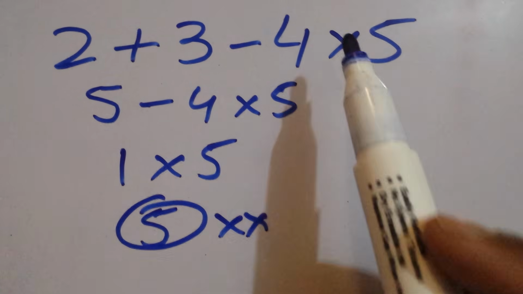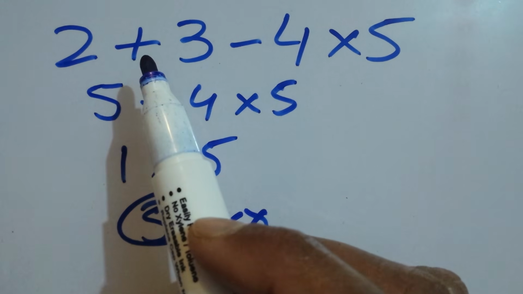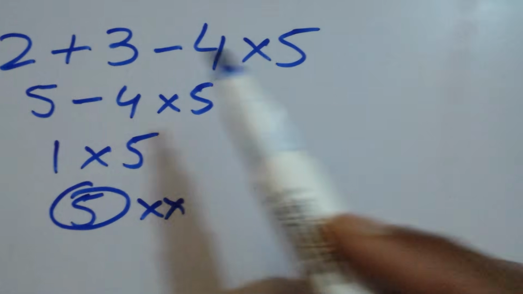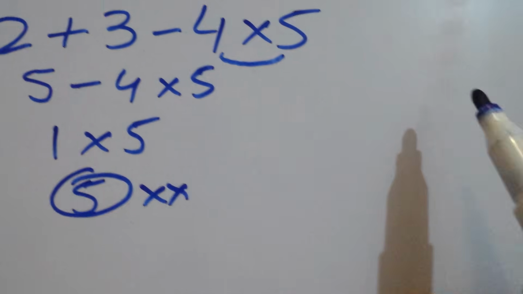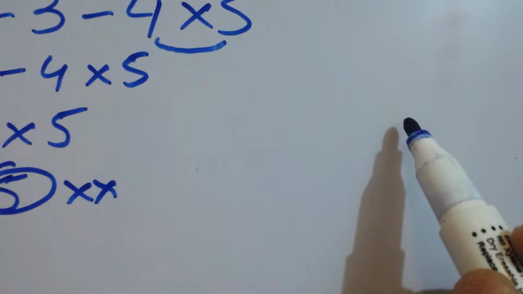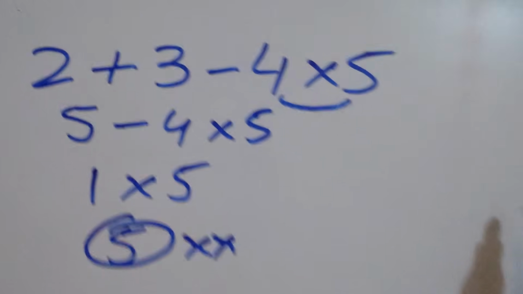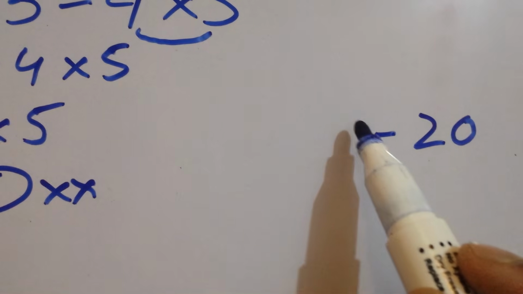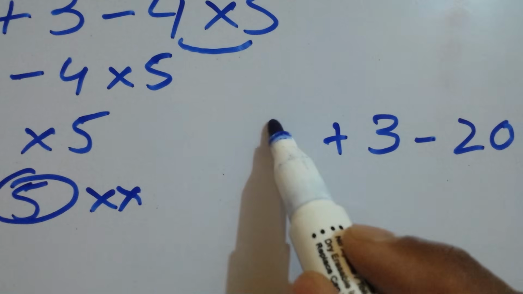Why? Because multiplication must be done before subtraction and addition, right? So follow the order of operations. We use the PEMDAS rule. So first of all, 4 times 5, right? So 4 times 5 equals 20, right? And minus 3 and plus 2. All right.